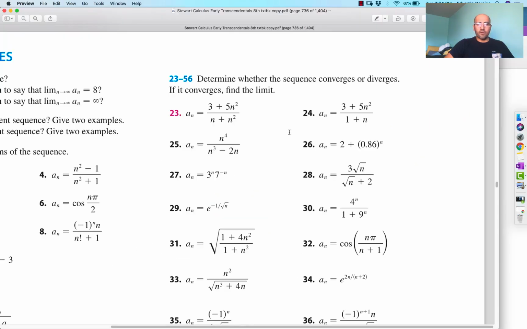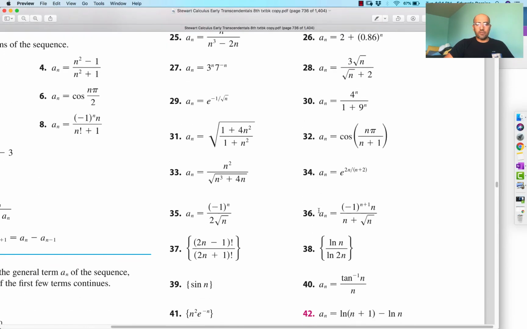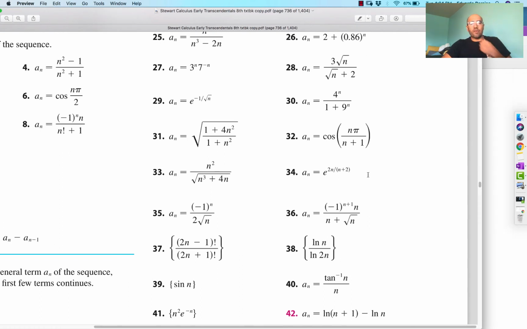All right, let's try another one. Something in the 20s. How about something in the 30s? 32. So cosine oscillates, and then we'll have this in the argument of the cosine function. So we'll have powers of pi increasing divided by this, the constant. So they're getting closer and closer to pi. Okay, so let's take a look at number 32.